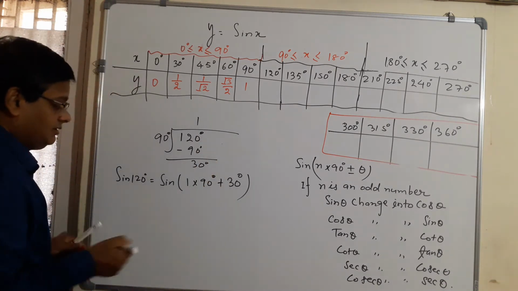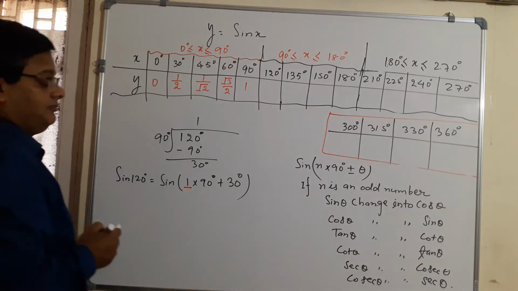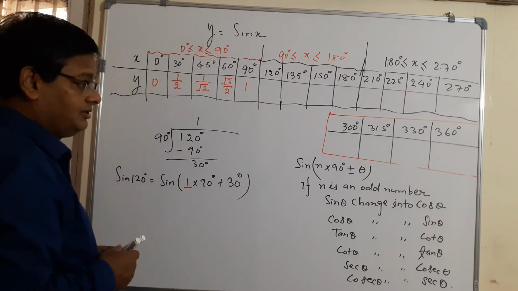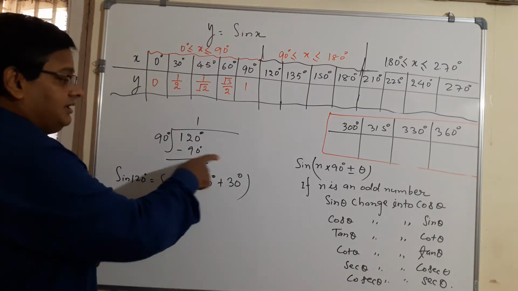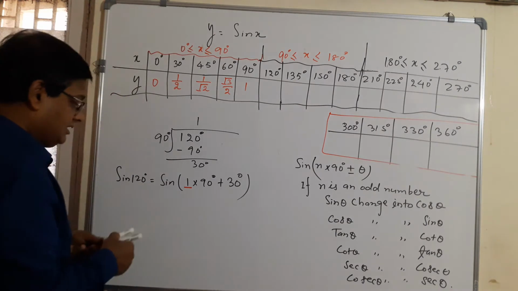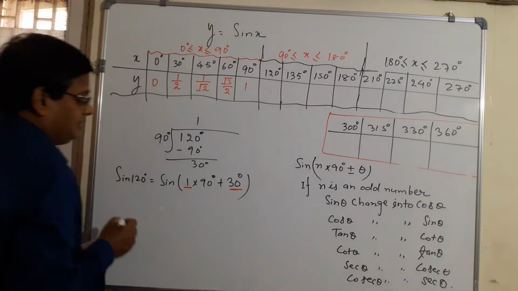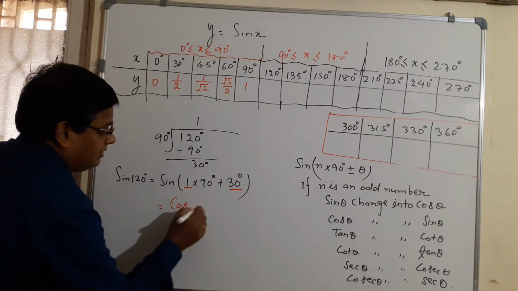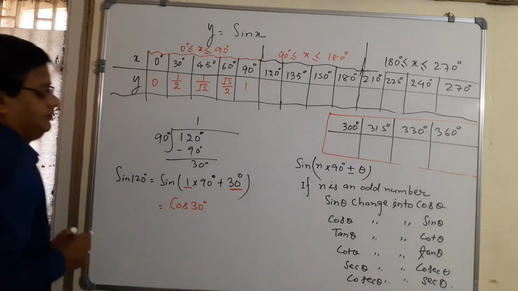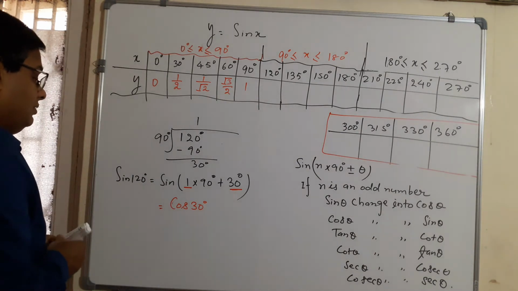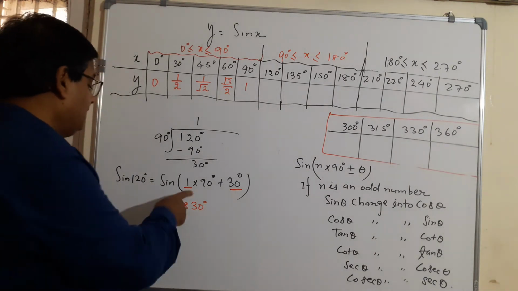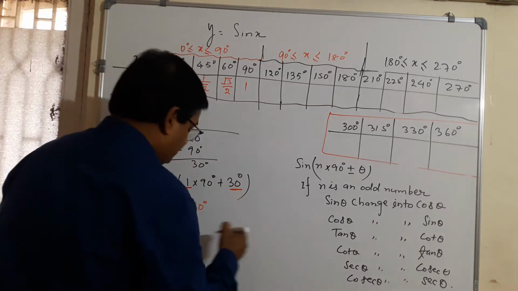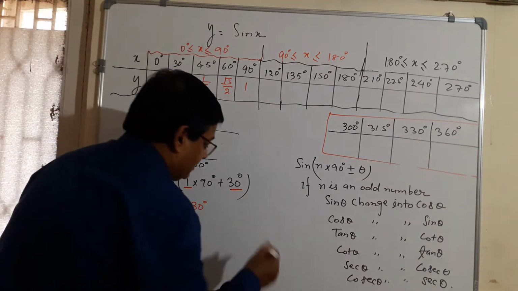Now see here, 1 is an odd number. So sine changes into cos. It means sine theta changes into cos theta. What is theta? Theta is your 30 degree. So cos theta is cos 30 degree. Now come to the 1 into 90 degree plus theta.